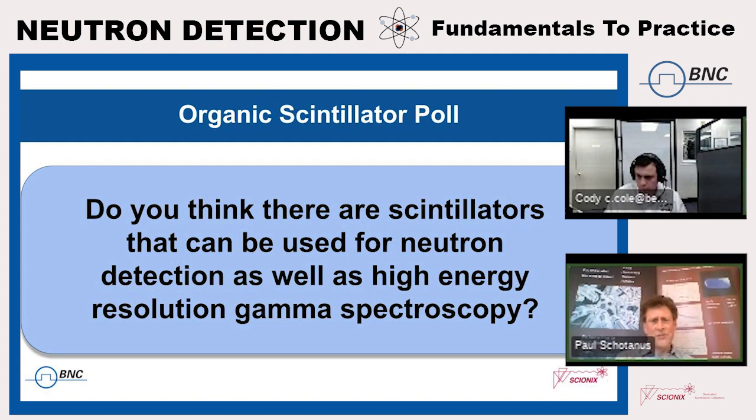So my next question, actually the last one, is: do you think there are scintillators that can be used for neutron detection as well as high-resolution gamma spectroscopy?